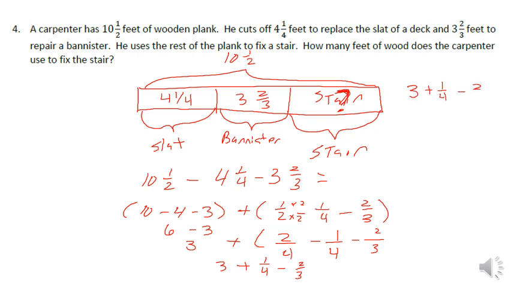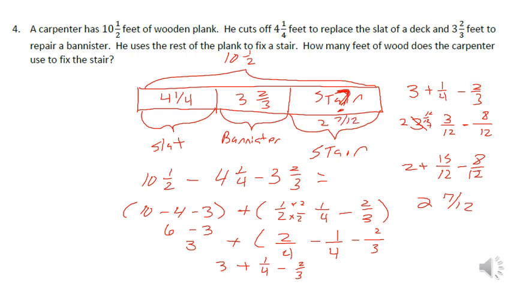I'm going to come up top here. 3 plus 1/4 minus 2/3. So now we're coming up with a common denominator. And we know 4 times 3 is 12. 1 times 3 is 3. 4 times 2 is 8. Now we're going to have to regroup. So this 3 can become 2, and we're going to go with 12/12, which now we have 2 plus 15/12 minus 8/12, which gives us 2 7/12. So that's how much was used for the stair.